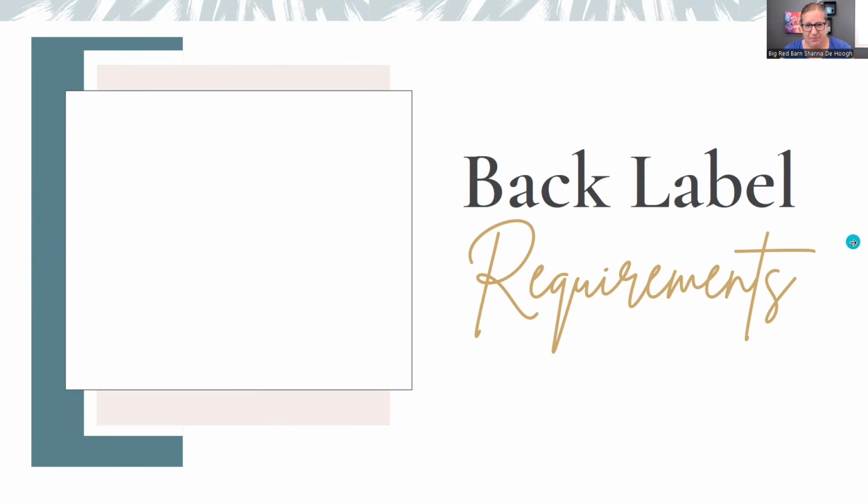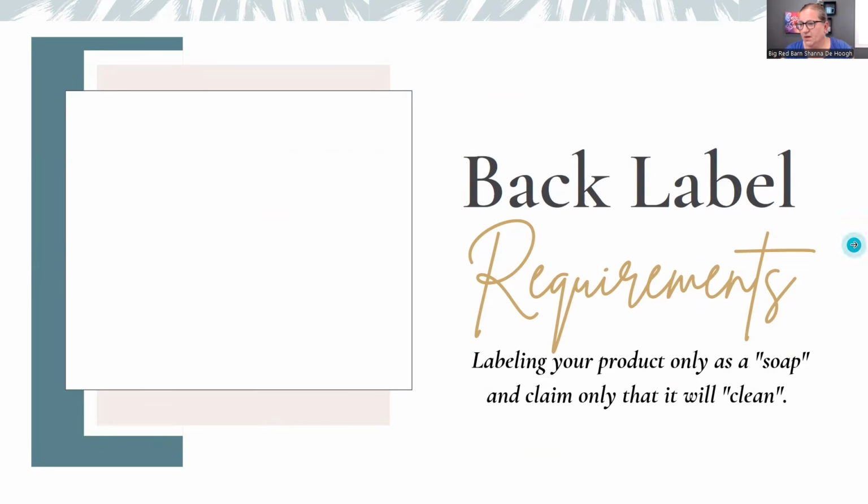All right, on the back label, again, this is in that soap category, where all you can say is that it will clean. On the back, you need to have your name. This is the name of the responsible party. If something happens with the soap and there is an issue, they need to know who made the soap. Who do they contact? If somebody has a reaction to it or whatever, they need to know how to contact you for more information.